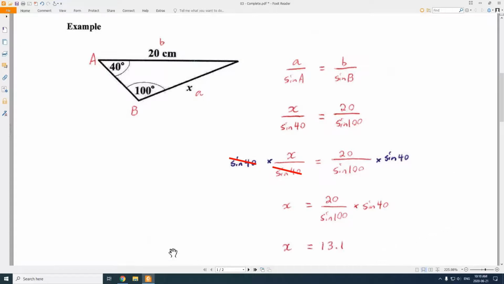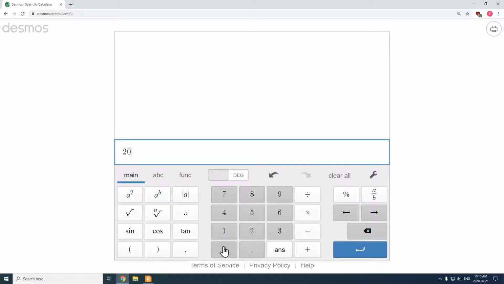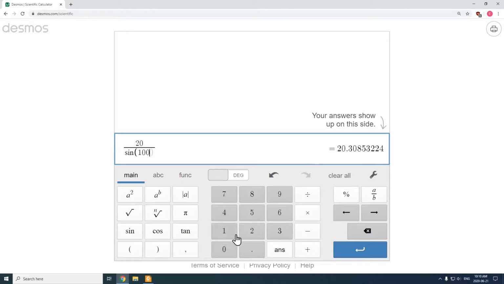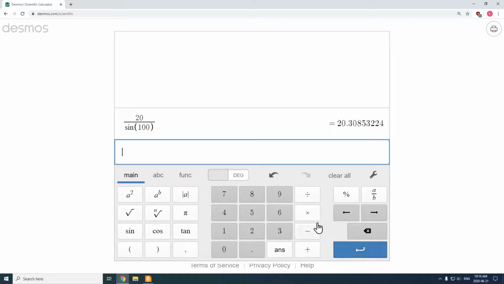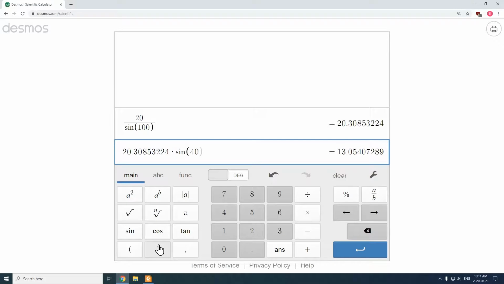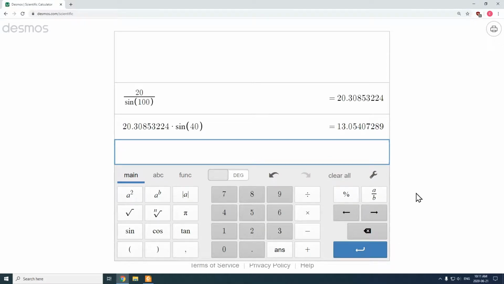So we'll plug that into our calculator and see what we get. So 20 over sine 100, we can work that out, and then times sine of 40. And that came out to, that would round to 13.1.